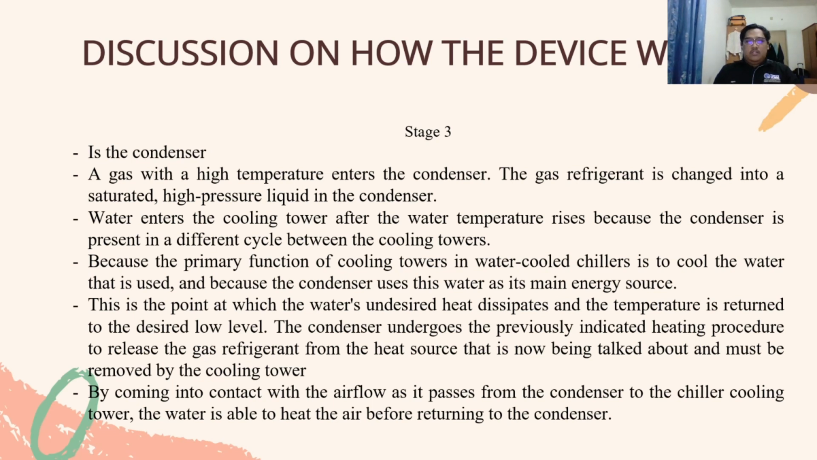The primary function of the cooling tower in a water-cooled chiller is to cool the water that is used, because the condenser uses this water as its main energy source. This is the point at which the water's undesired heat dissipates and the temperature is returned to the desired low level. The condenser undergoes the previously indicated heating procedure to release the gas refrigerant from the heat source, which must now be removed by the cooling tower.